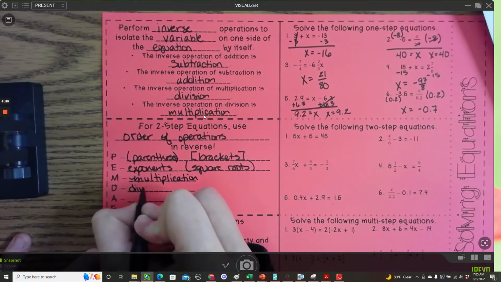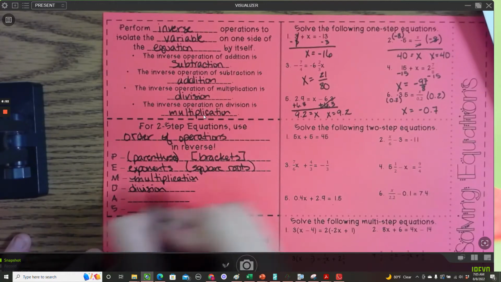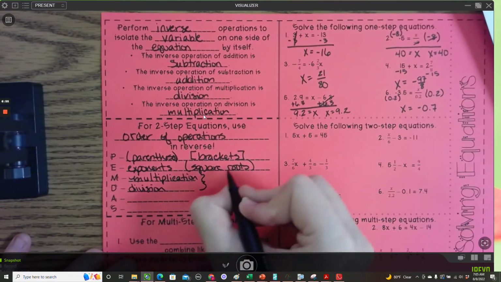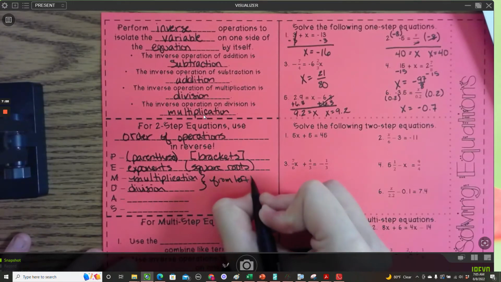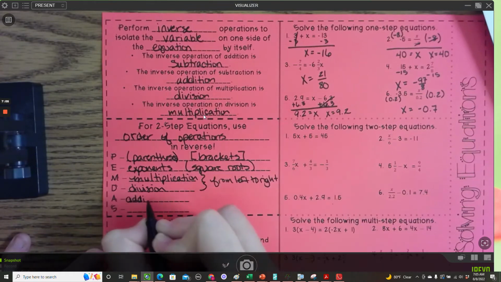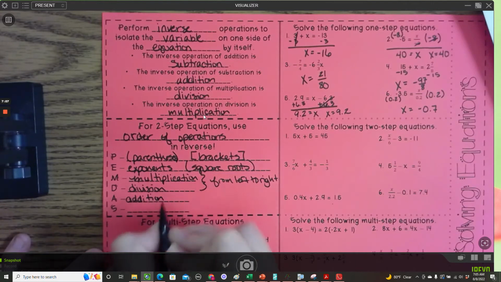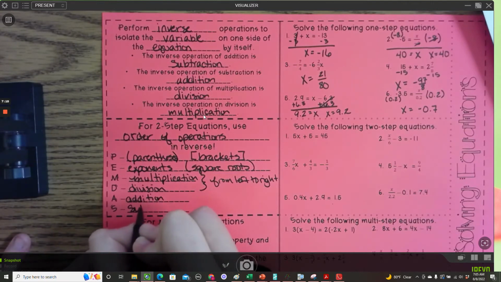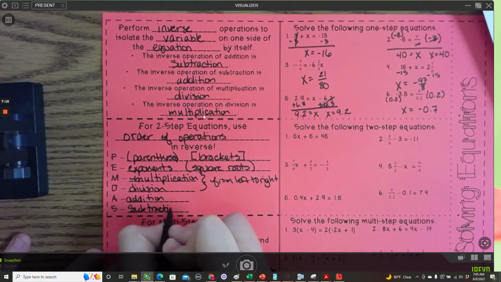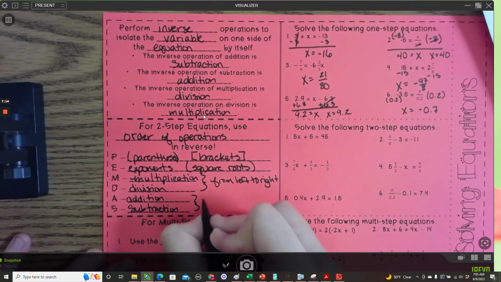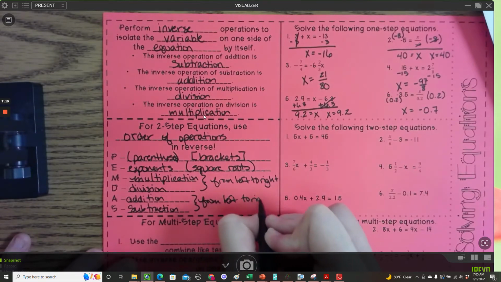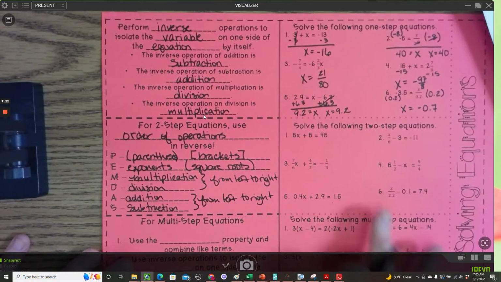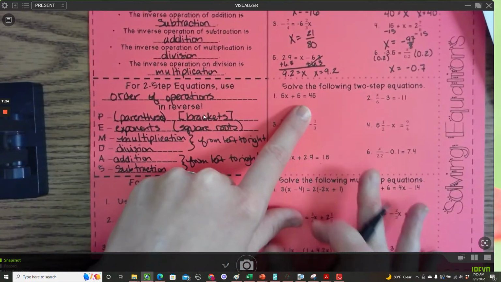And then division. And then this is done from left to right. And then addition. So whichever one comes first is what you do first when it comes to multiplication, division, and addition and subtraction. So addition and subtraction is also from left to right.